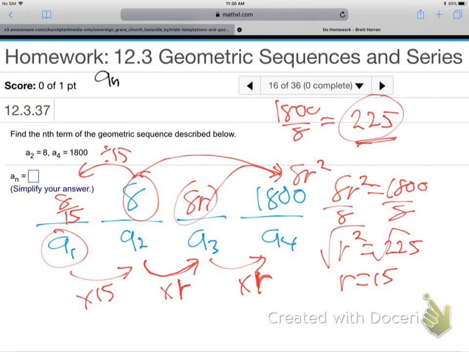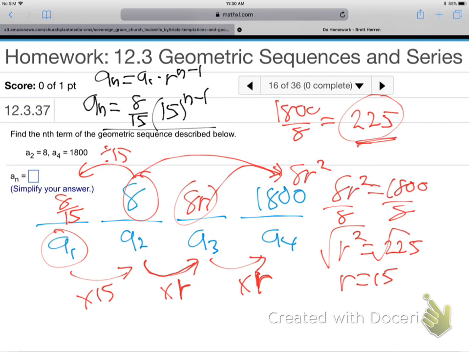So A sub n is A1 times R to the n minus 1. So it's A1, 8/15, times R, what's R? 15 to the n minus 1. There's the formula. You can do that now, right? Now that you've seen it once. Kind of looks like a little trick. Once you've seen it, you got it. A lot of math is little tricks like that.